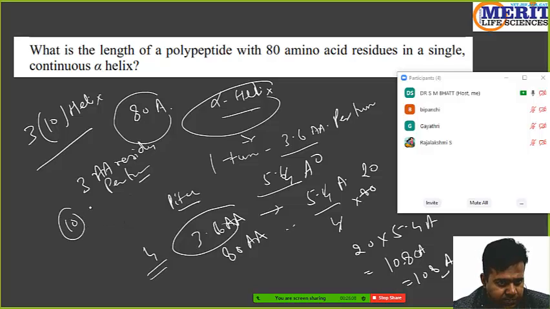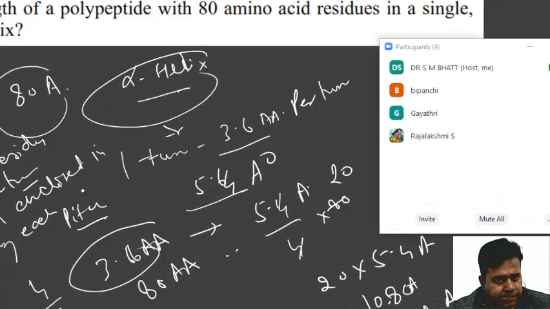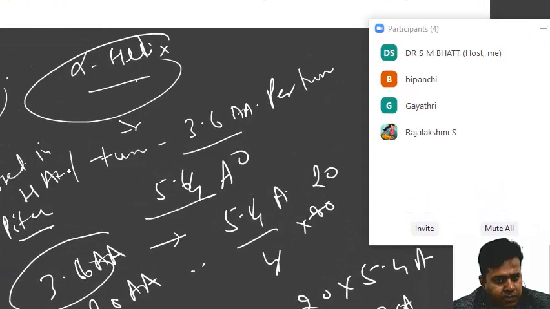10 atoms enclosed in a ring formed by each hydrogen bond. Okay.